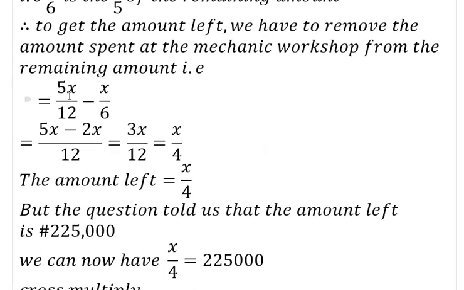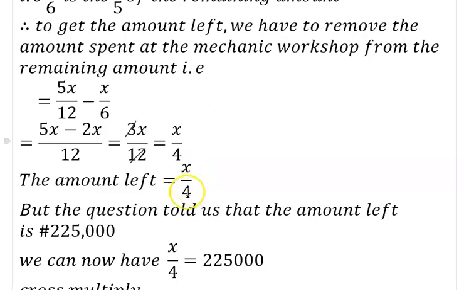Beautiful. So if you say 5x over 12 minus x over 6, LCM is 12. 12 in 12, 1. 1 times 5x will give us 5x, minus 6 in 12, 2. 2 times x will give us 2x. So 5x minus 2x will give us what? 3x over 12. So if you cut this one here, 3 here, 1, 3 here will give us 4. So we have 1x, which is x over 4 that we have here. Beautiful. So the amount left is now x over 4.